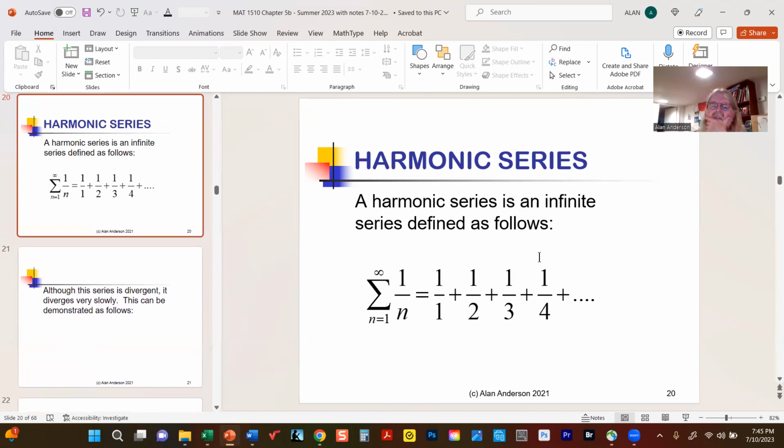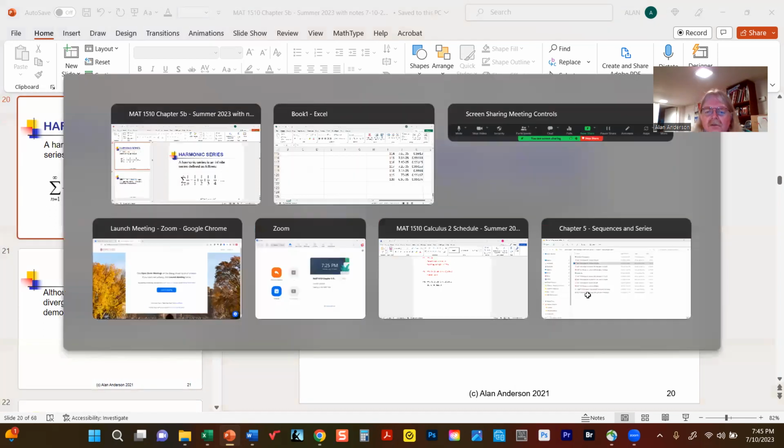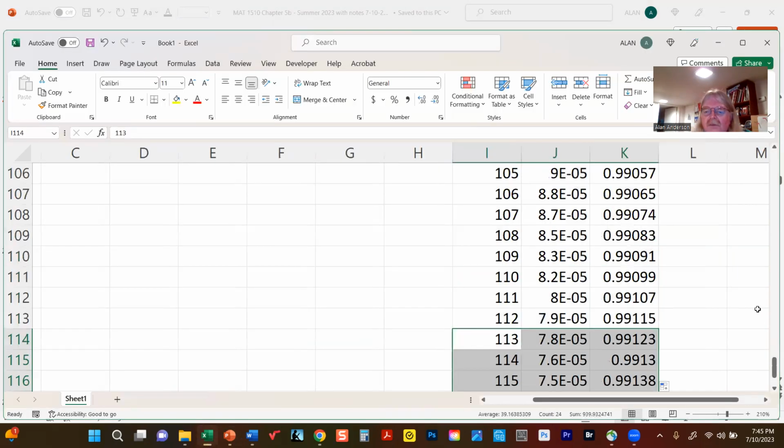Now, it turns out this one is divergent, although it may not be immediately obvious. Why don't we use our special technique here in Excel to prove this?